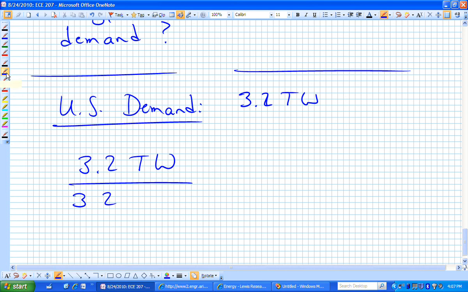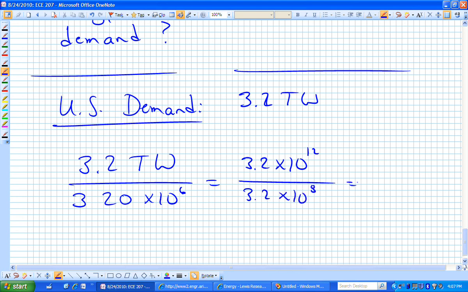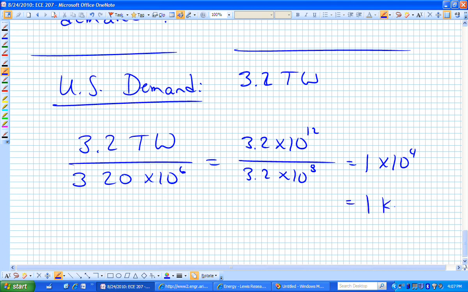Now I probably can't put the pen back on, but 320 million people, let's say, in the United States. So that's now 3.2 times 10 to the, what was it, 12 for tera. This is 3.2 times 10 to the 8th. So that's 1 times 10 to the 4th, or that's 1 times 10 kilowatts. That's what it's claiming that we are demanding 24/7. 10 toasters to sustain us.